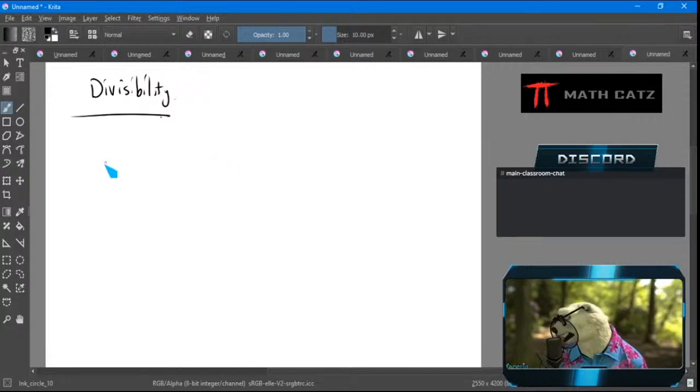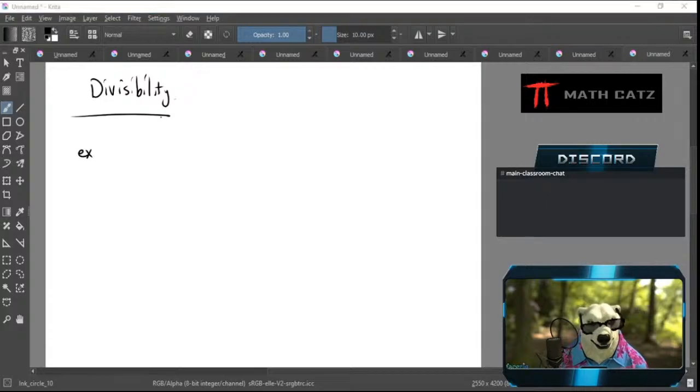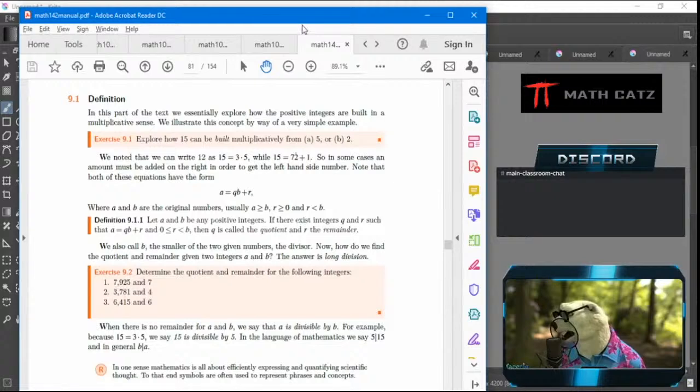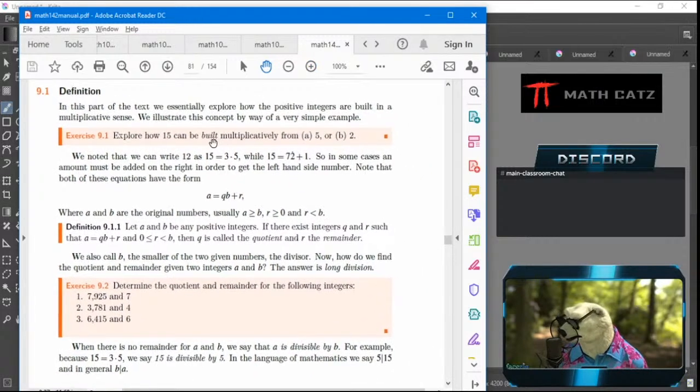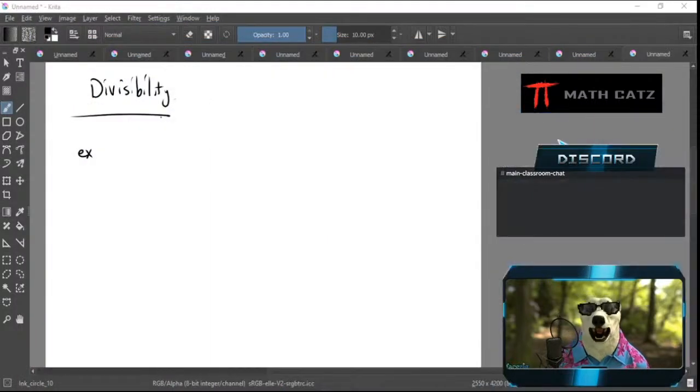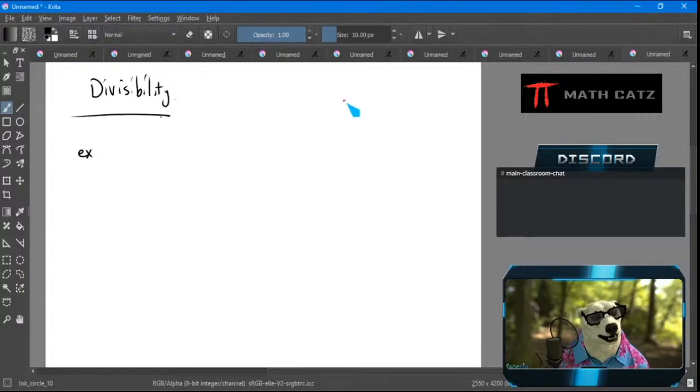So what do we mean by divisibility? First, we have an exercise that helps us answer that question. Let me get the book here. Exercise 9.1. Explore how 15 can be built multiplicatively from 5 and then 2. Now, what do I mean by that? Really, I can break 15 up into smaller pieces that are multiplied together to make 15.